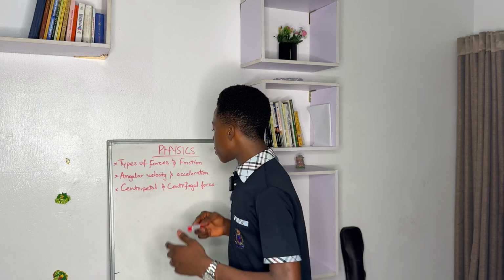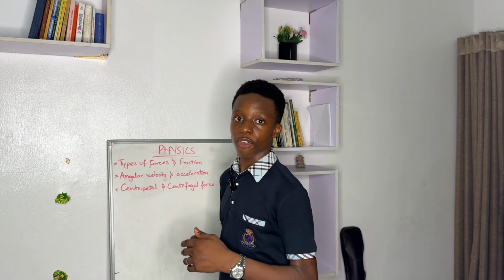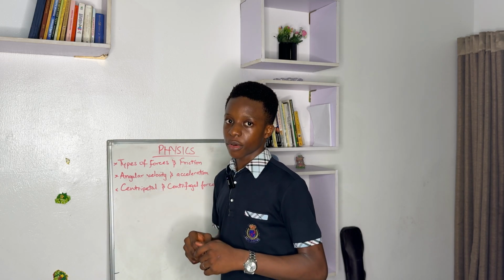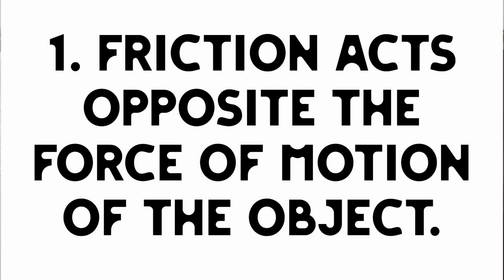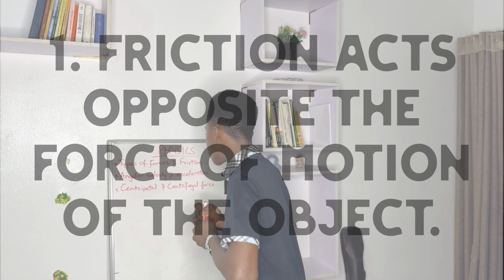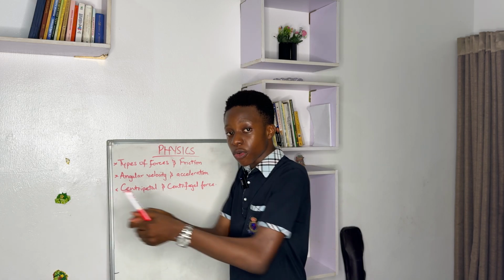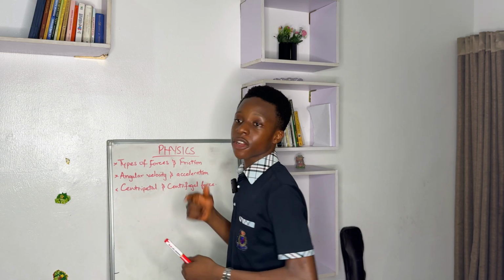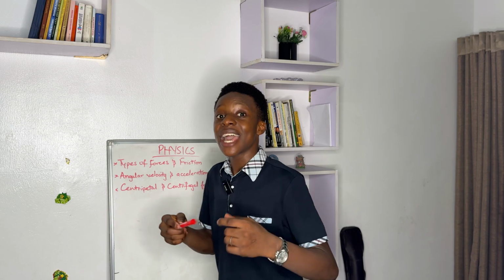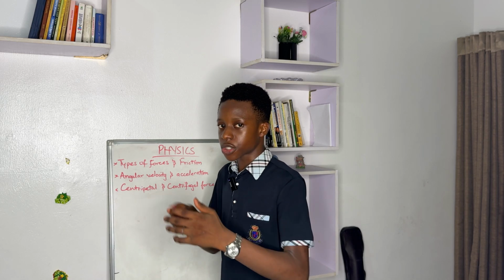With several experiments on friction and even its discovery, 5 solid laws have been put up. Number 1, friction acts opposite the force that is acting on the object. So if my force, which is the pull force, is acting in one direction, friction acts in the opposite direction, and it's equal. It opposes the motion of the object.